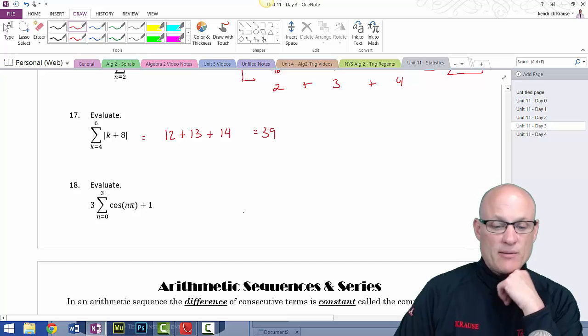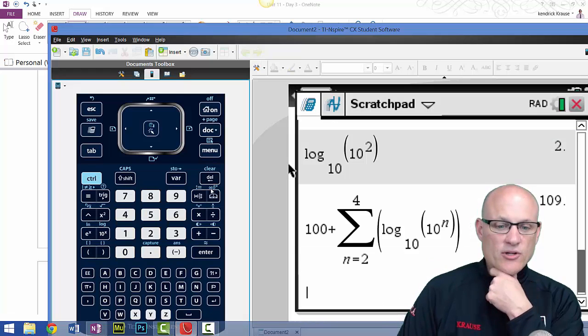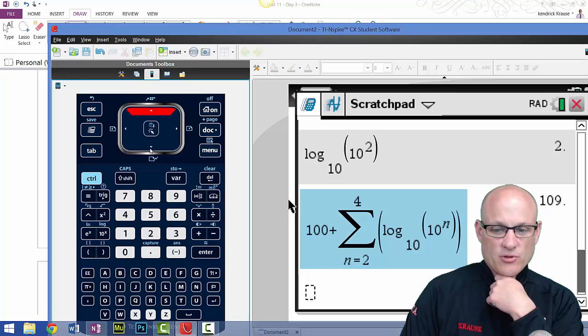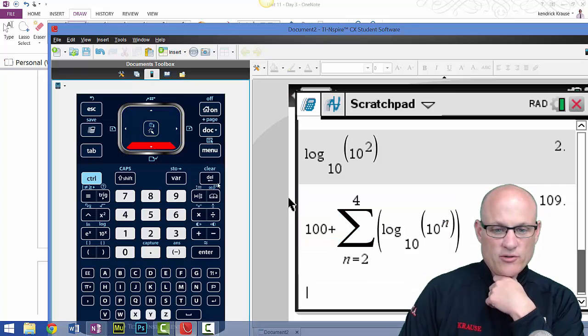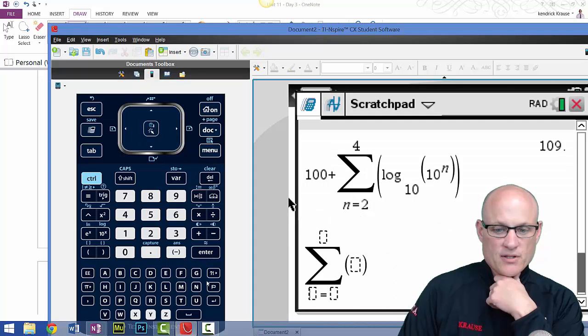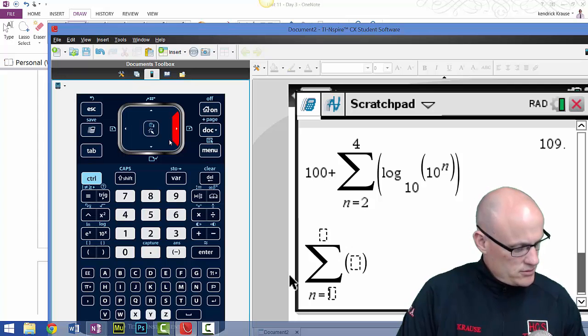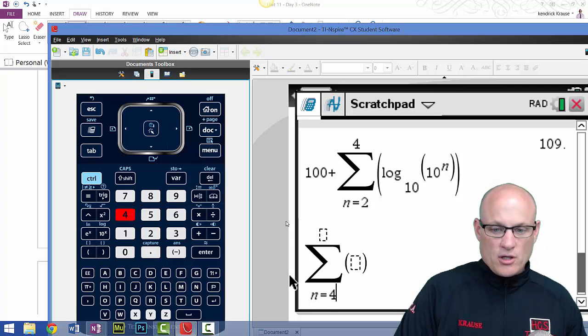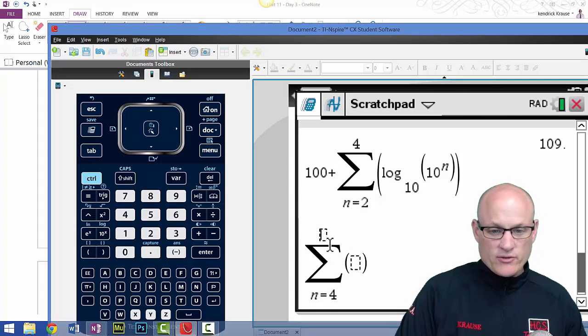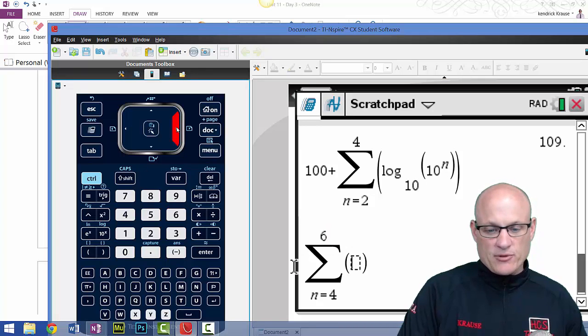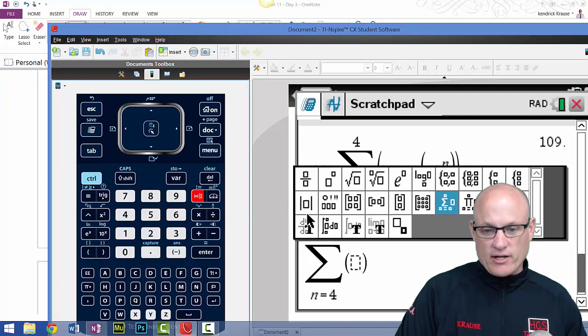I'm not even going to bother. Well, let me check that one. I'll show you that real quick. So that is, let's see. No, that's too much work. So let's do summation, and n equals 4 all the way up to 6. And then where are the absolute value bars? Well, we're going to go back in here, and right here, there are absolute value bars. You remember right here? Absolute value.